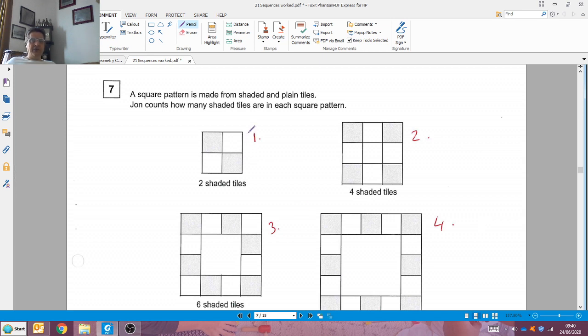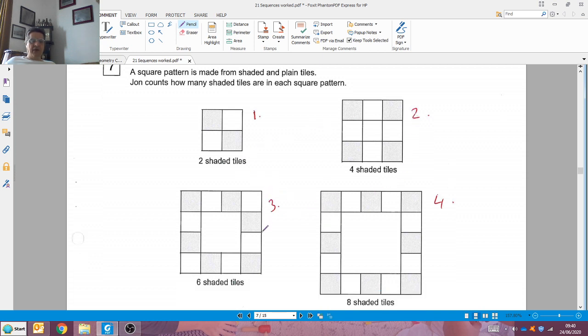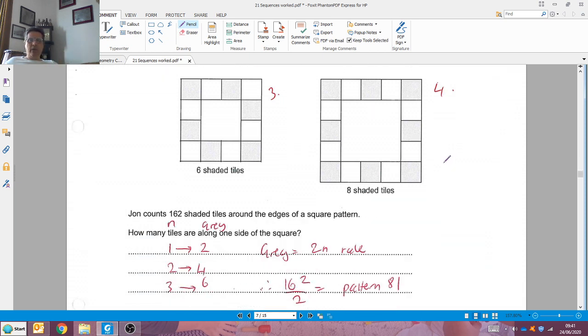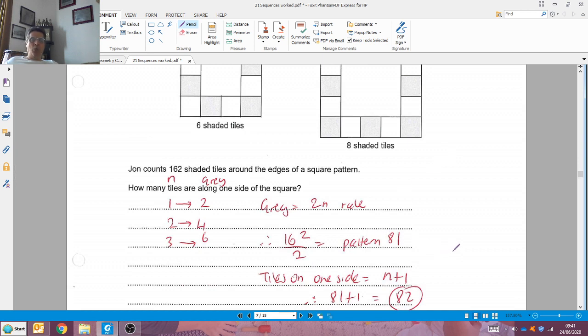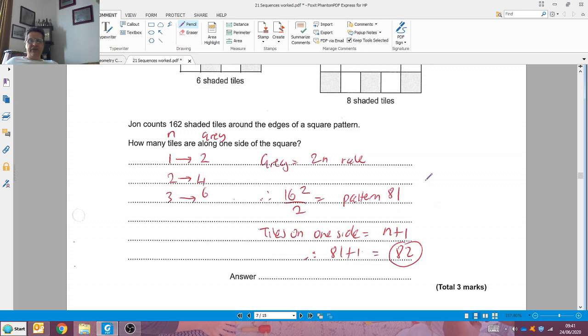Pattern number 1 has got a side of 2 squares. Pattern number 2 has got a side of 3 squares. Pattern number 3 has got a side of 4 squares. Pattern number 4 has got a side of 5 squares. Pattern number n has got n plus 1 squares, okay? So if we talk about pattern number 81, that will have 81 plus 1 squares down the side, hence the answer is 82.